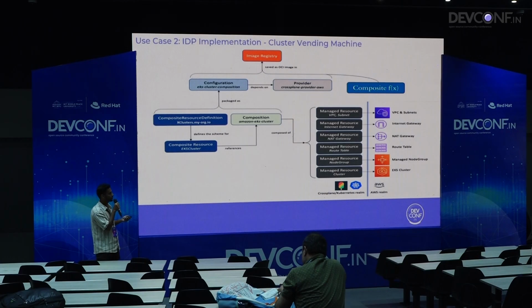And as you can see, as soon as you create this composite resource, it consists of so many things in the Kubernetes realm, which are managed resources: VPC, subnet, the internet gateway, NAT gateway, route table, some node groups, and then the cluster, the control plane.